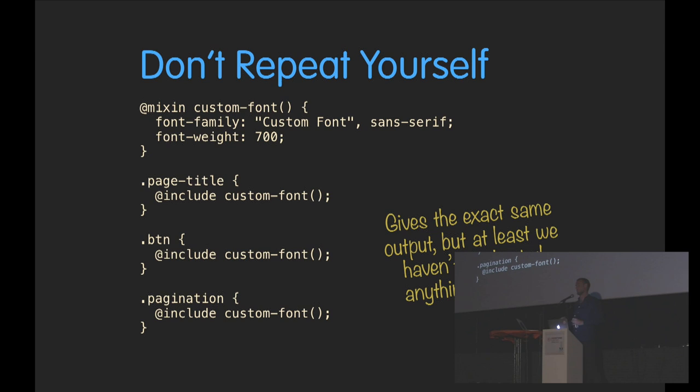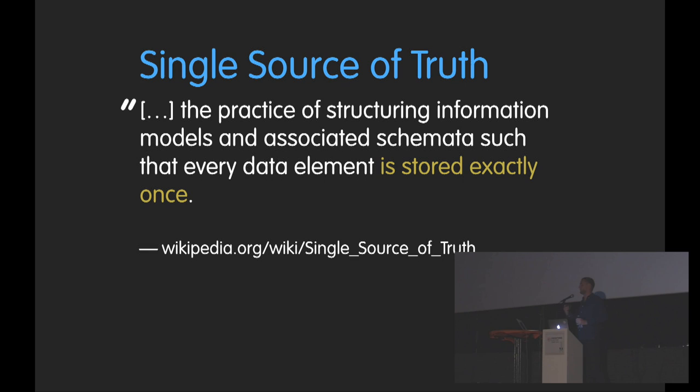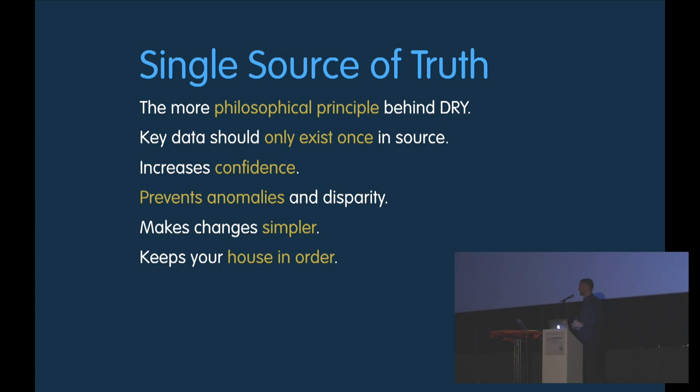Moving on to the single source of truth then, it's the practice of structuring information so that it exists only once, right? So the single source of truth is just that one point in your project, in your code base, that defines the one and only instance of a certain bit of information. The more philosophical principle behind DRY: key data should exist only once, and this in turn increases our confidence. It's so much easier to work with a system when we know that every single thing is defined only once. We know that every change is very specific and it will propagate through. It just keeps things tidier and makes things much simpler to work with. So if you DRY out your code, you are ending up with single sources of truth.